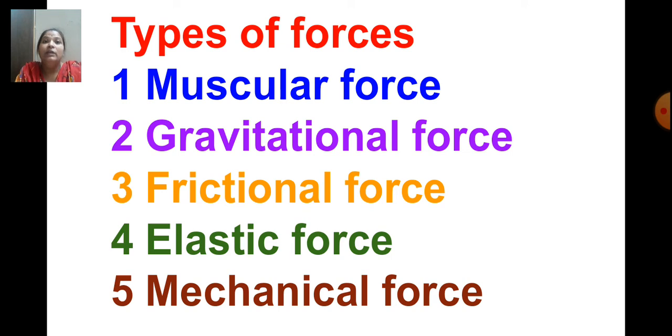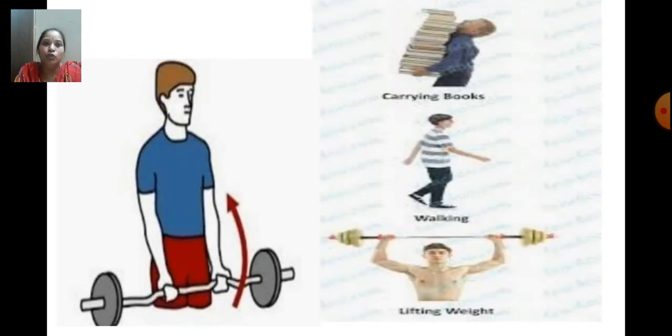Mechanical force: when it comes in contact with something, it changes its state of rest or motion. For example, if something is moving, it will come to a stop. And if something is in a state of rest, it will start moving. So, when a mechanical force acts on an object, it changes its state of rest or motion.